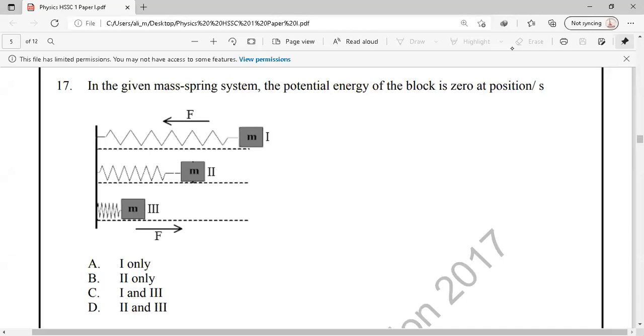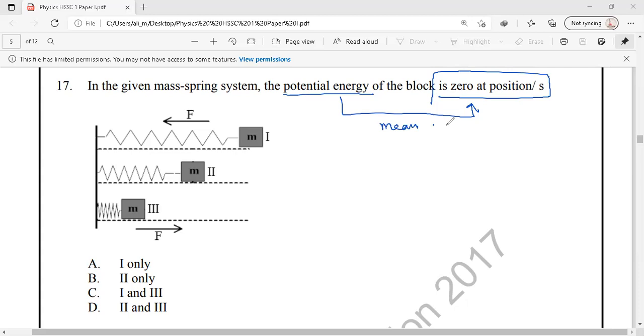Let's see question number 17. In the given mass spring system, the potential energy of the block is zero at which position? So we know that the potential energy is zero when the block or the vibrating body is at the mean or equilibrium position. So we have to identify the equilibrium position in this diagram. In the first diagram, we have a force acting towards the left and the spring is stretched, while in the third diagram we have a force acting towards the right and the spring is compressed.